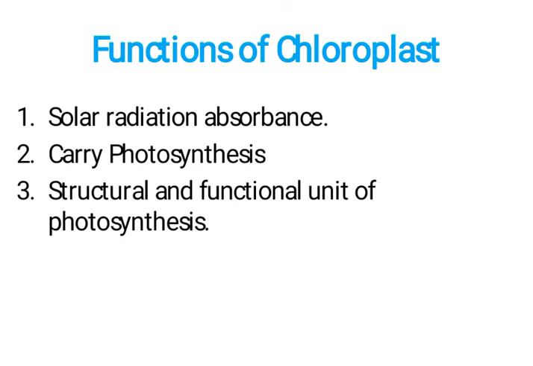The second function is to carry or perform the process of photosynthesis, a process of production of food material with the help of carbon dioxide and water, which is responsible for the production of glucose and oxygen. The entire process of photosynthesis is controlled or performed by a special structure known as chloroplast. Hence, chloroplast is also called as structural and functional unit of photosynthesis.